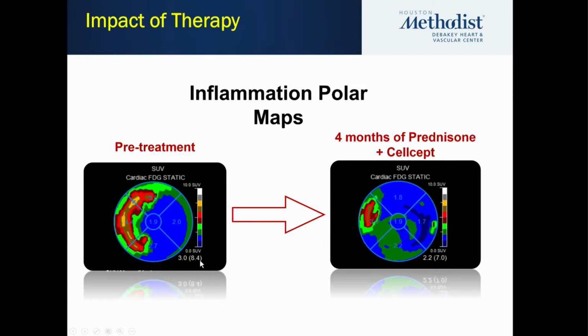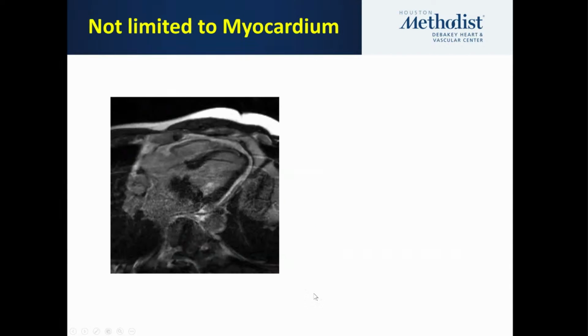And we're trying to at least now figure out how do you define the response? So the SUV went down from 8.4 to 7. The mean went down from 3 to 2.2. The extent has decreased. So which one would you take to define improvement? And this is an area of ongoing research, but clearly there was significant improvement and decrease in the amount of inflammation for this patient.